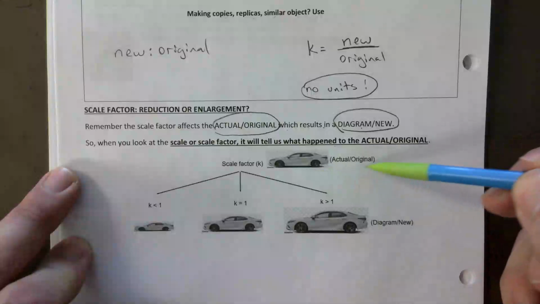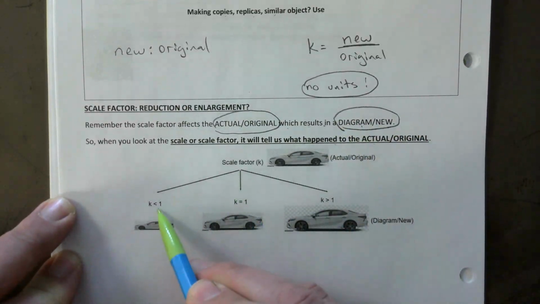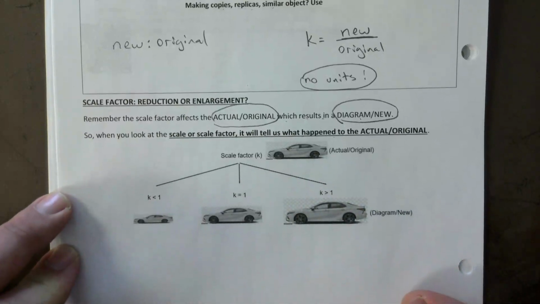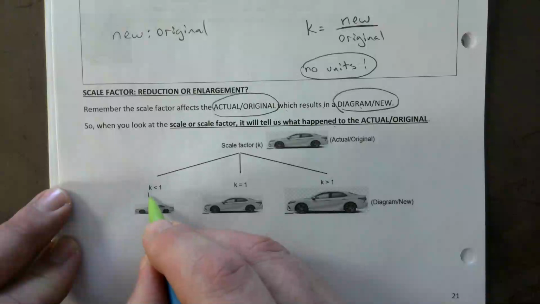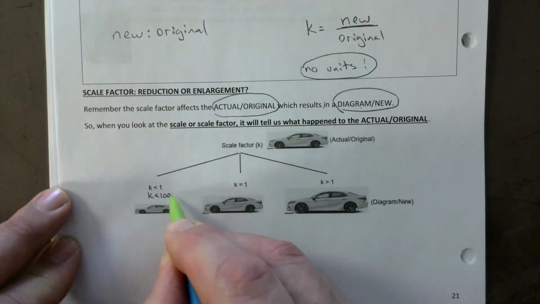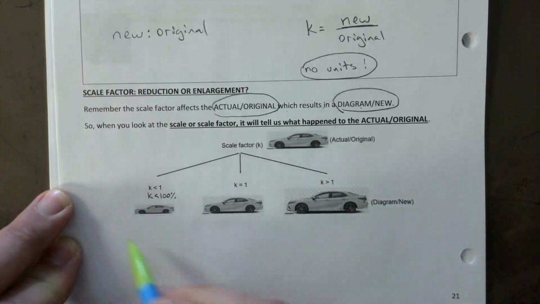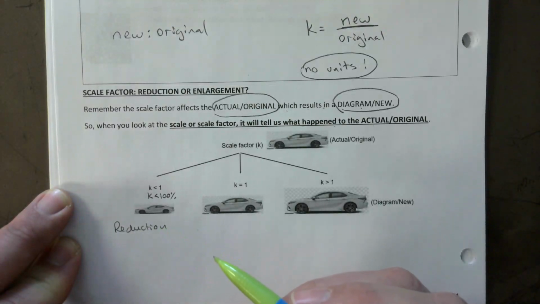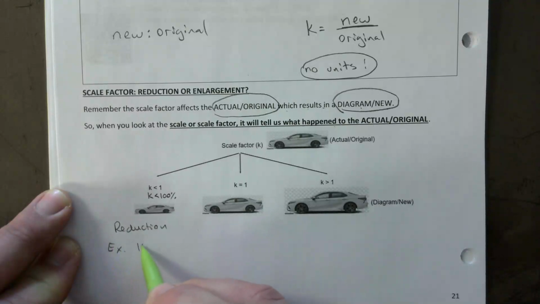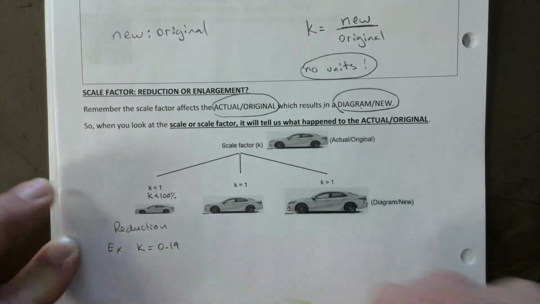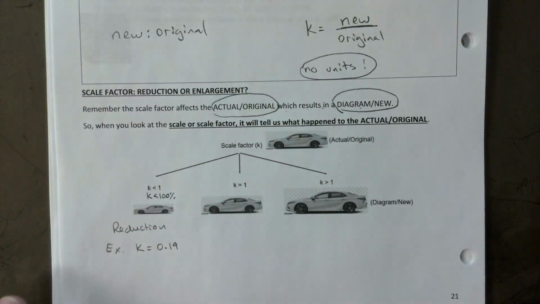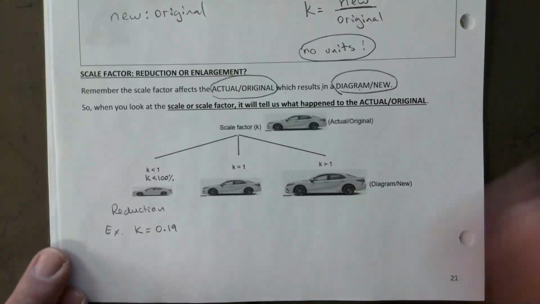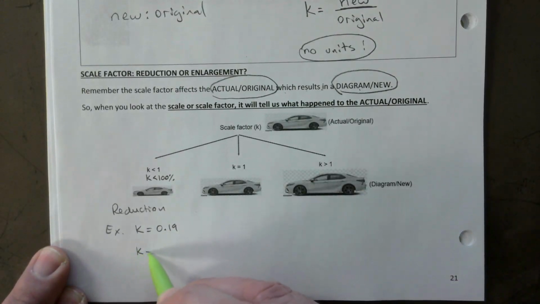So let's imagine we have this car. If you have a scale factor that's less than 1, you will get a reduction. I will say under K is less than 1, I will also have K is less than 100%. Okay? So you have a reduction. So some examples is if you get K, which is 0.19, that's less than 1, obviously you know that the original will be reduced. Okay? You could have K is equal to 2/3, or K is equal to 65%.